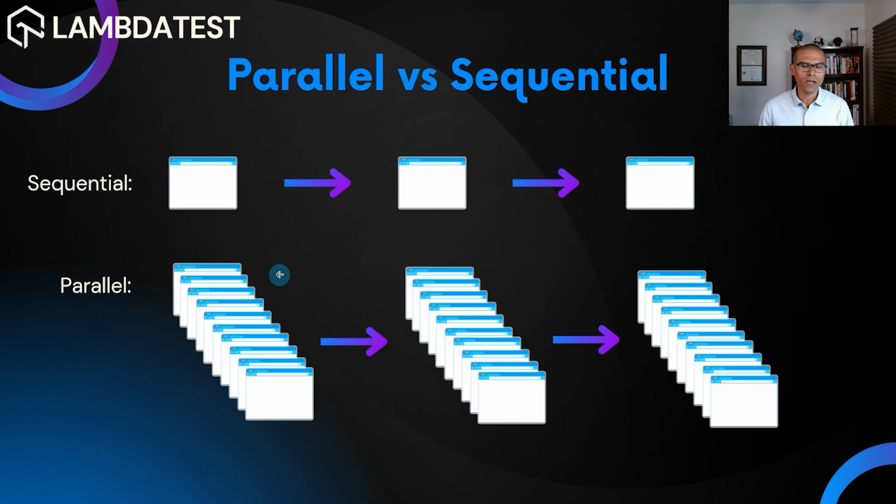Now, when it comes to parallel testing, there is really no limit on how many tests can run concurrently or at the same time. The only limitation is by your resources. In other words, how many CPUs or how many resources you have available to handle the amount of tests that you want to run simultaneously.